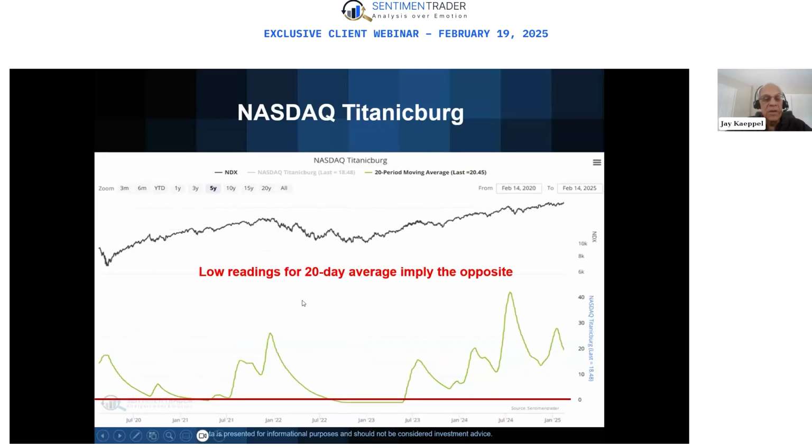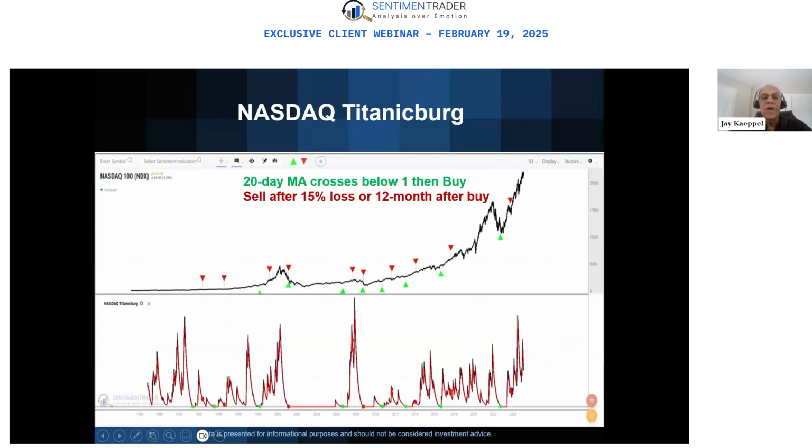So if I kind of zoom in a little bit on the last couple of years, you see a couple of instances where it got down below, I think it's a reading of 1, the 20-day average, and you got some pretty good follow through to the upside. In fact, I think I have that right here. So this strategy looks for a 20-day average of the NASDAQ Titanicburg to drop below 1, and then we'll sell either after 12 months or if there's a 15% loss. And just cut our losses and get out. And you can see the signals here.